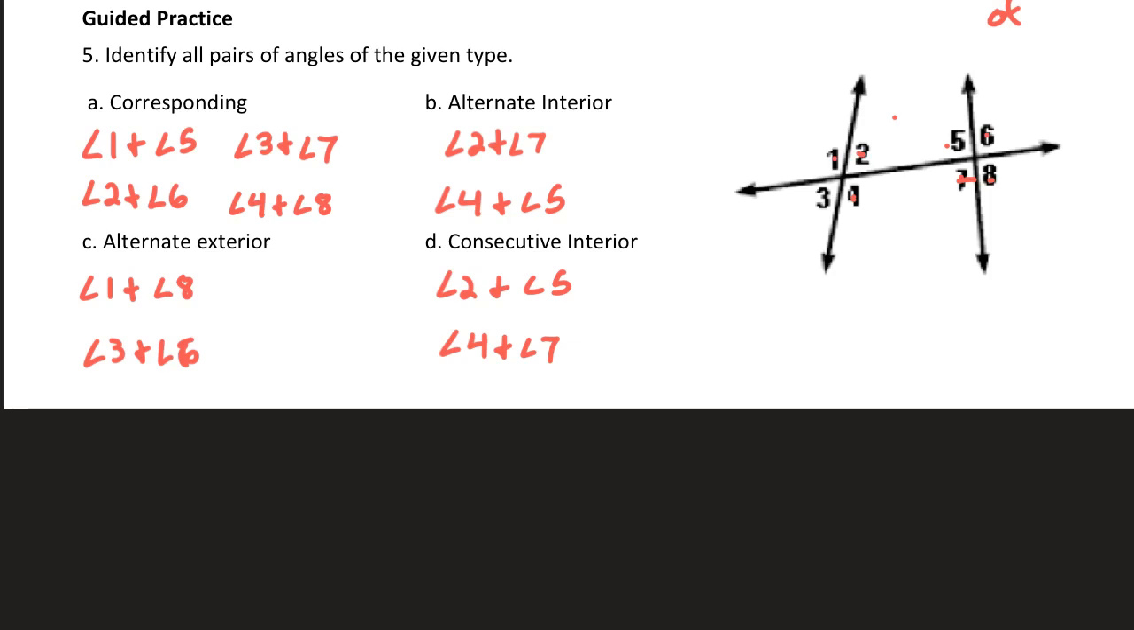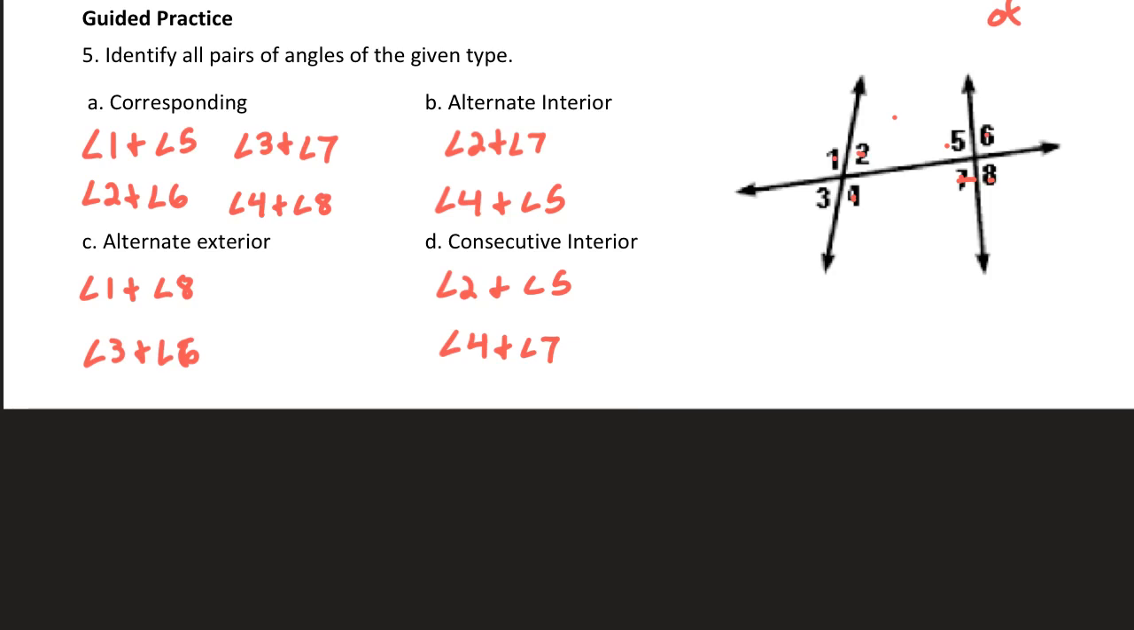And then finally, consecutive interior or same side interior might be easier to remember. 2 and 5. They're on the same side of the transversal and they're on the interior of the lines. Consecutive interior. 4 and 7. Same side of the transversal on the interior of the lines.